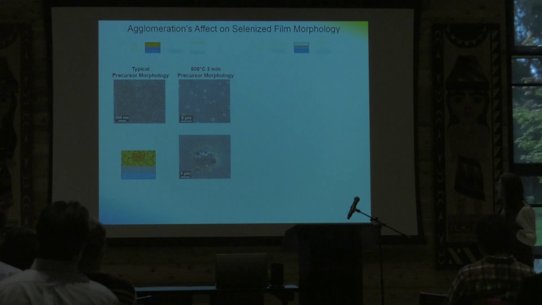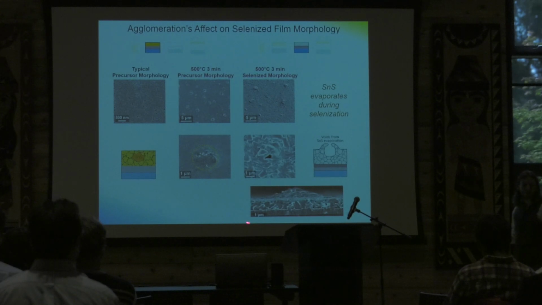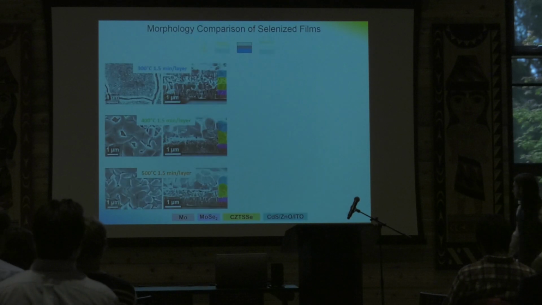So what effect does this have on the selenized films? Well, this morphology persists after selenization, and this leaves raised voids, which will be detrimental to device performance, as you'll see in a little bit. So you want to avoid this tin sulfide formation.